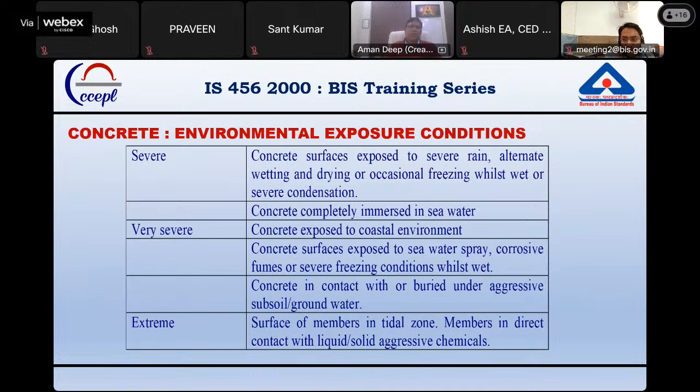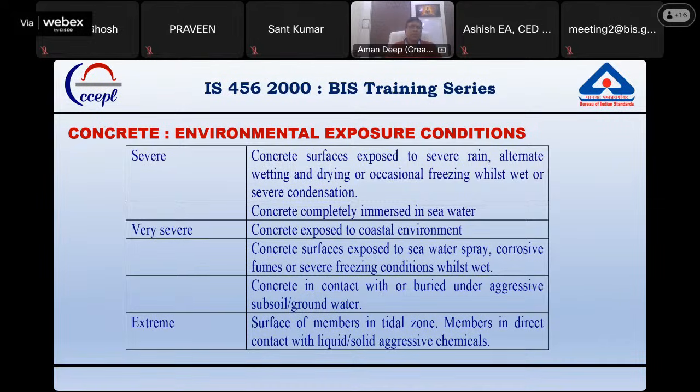Because in severe condition, we will say that where there is severe rain, alternate wetting drying, occasional freezing, all these conditions make the exposure conditions to be severe. And concrete completely immersed in seawater is also severe, because seawater contains lot of harmful salts and minerals.